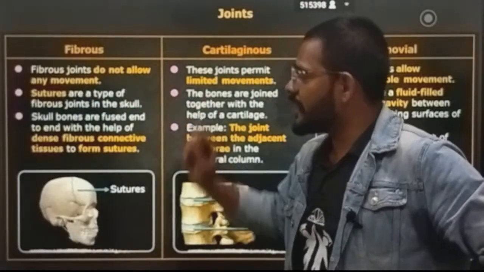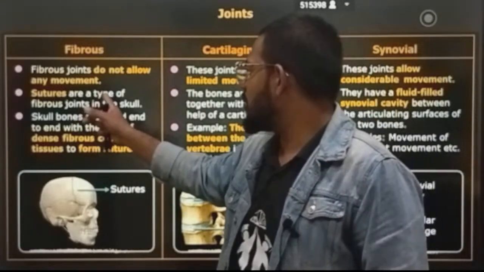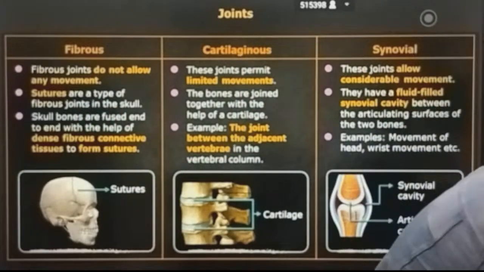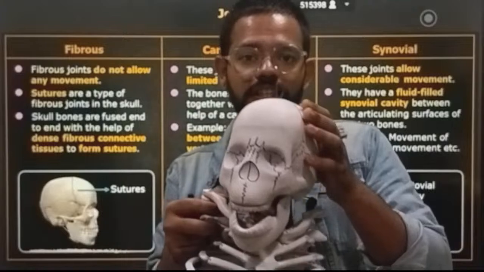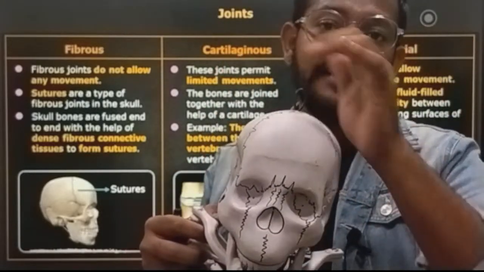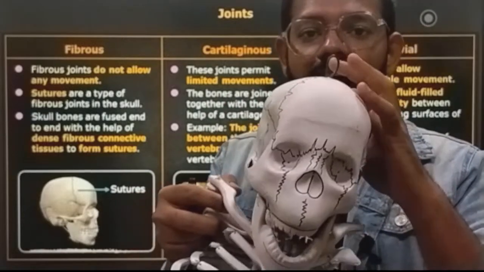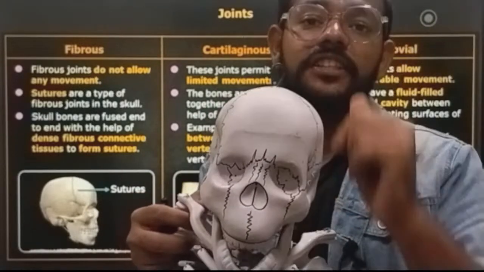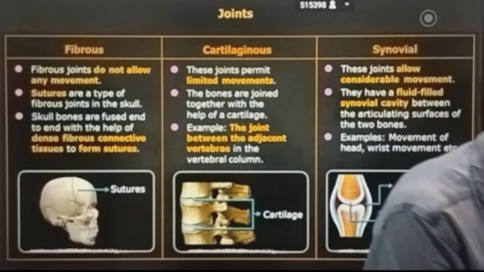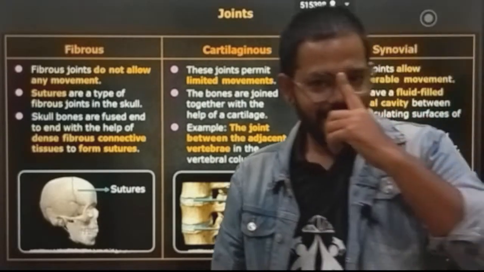Then fibrous joint. Fibrous joints do not allow any movement, though that does not mean zero movement. Sutures are a type of fibrous joint. You can see the sutures present in your skull, which join different cranial bones to each other. The lines which I mark on the head of this skeleton are the sutures, which are a type of fibrous joint.